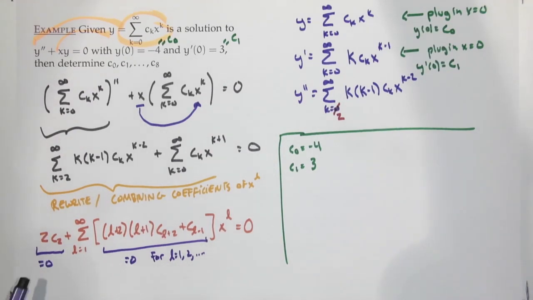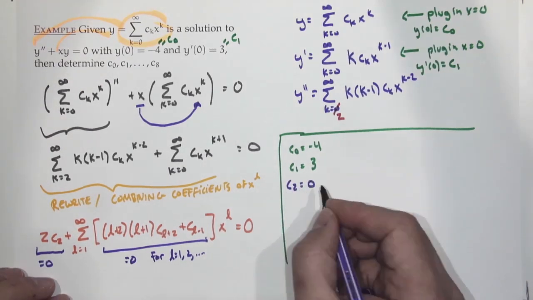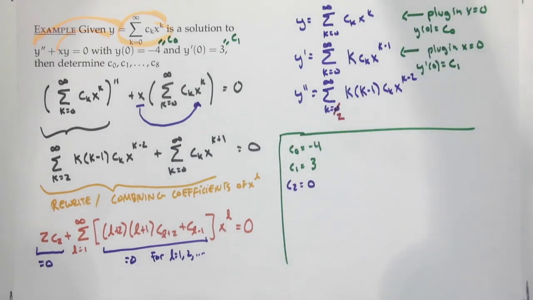All right, given that 2C2 equals 0, what can we conclude? We can conclude C2 equals 0. More progress. I like this. We're 3/8 of the way there. Some people might say that's like 37.5%. But I like 3/8.